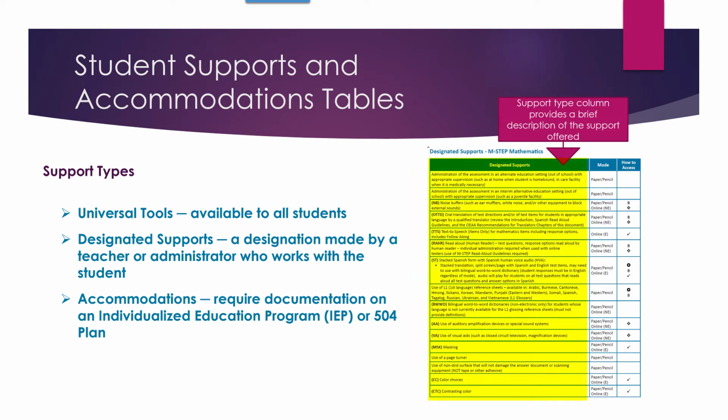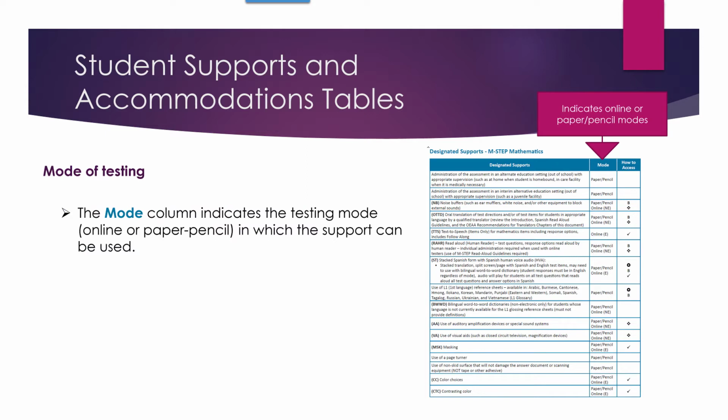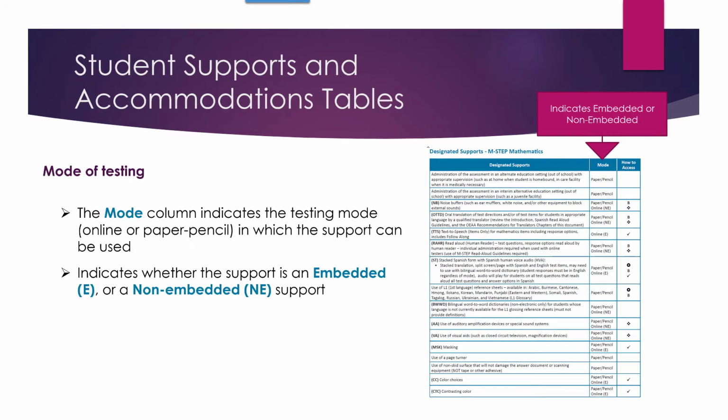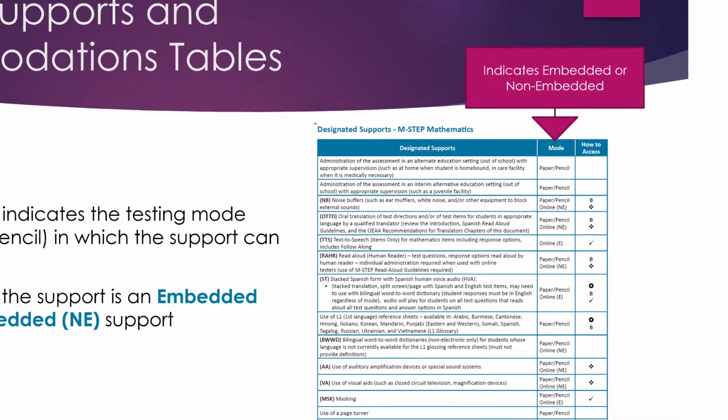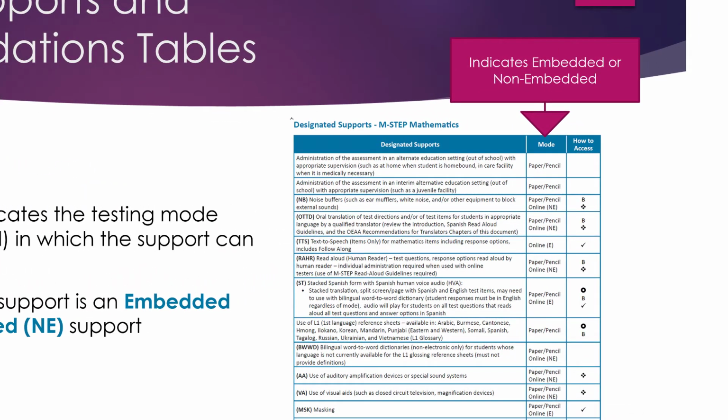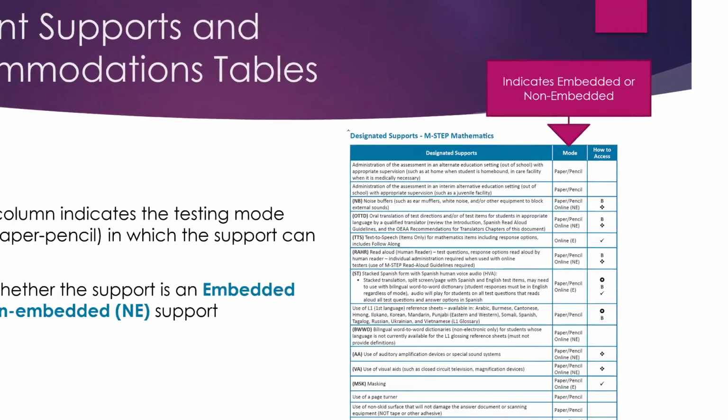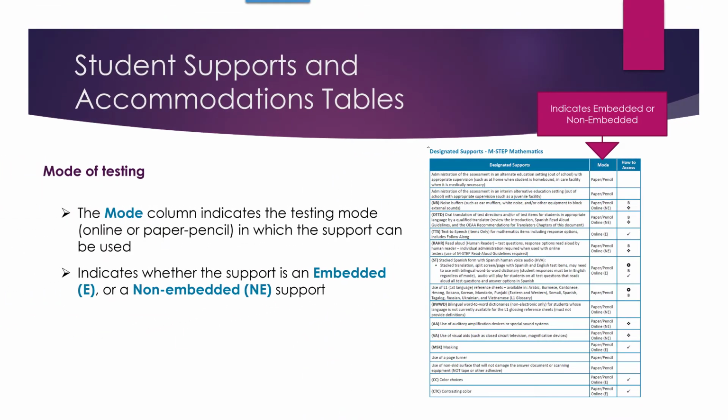The support type column provides a brief description of the support offered. In each assessment and content area table, the mode column indicates the testing mode, online or paper pencil, in which the support can be used. Included in the mode column is an indication whether a support is available as an embedded feature in the online test delivery system, or if it must be used as a non-embedded external resource.